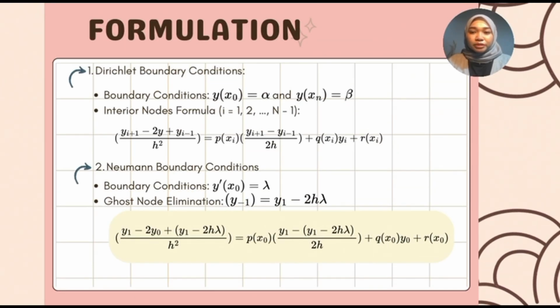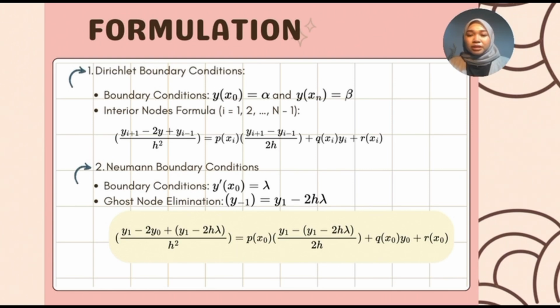The first and most straightforward type is the Dirichlet boundary condition. Under a Dirichlet condition, we are given the exact value of our function at the boundary. Mathematically, this is written simply as y at a given boundary point equals a constant, which is alpha. In physical terms, if you are modeling heat distribution along a rod, a Dirichlet condition means you are fixing the ends at a constant temperature.